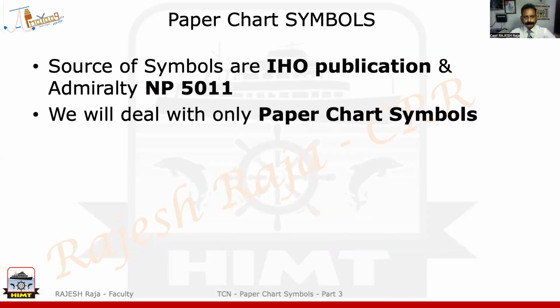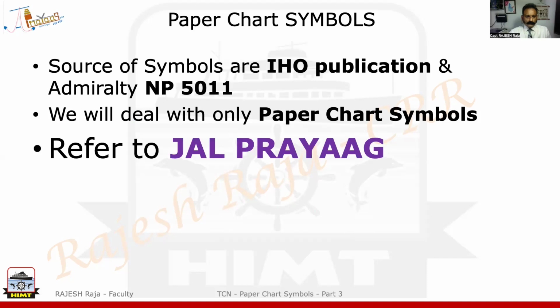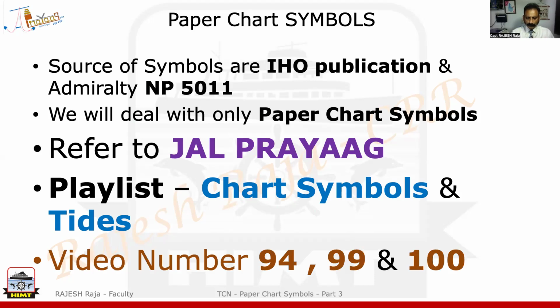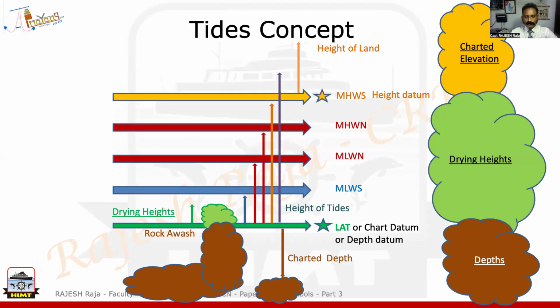Easy to remember. As a repeat, IHO and NP 5011 are the source, and I'm going to talk about only paper chart symbols. As usual, please check the previous videos on Jalprayag. I'll give you the playlist also, the chart symbols and the tides. The numbers are 94, 99, and 100. So these are the videos. Now, this is the next one. So let's quickly have a look at your rocks and wrecks.